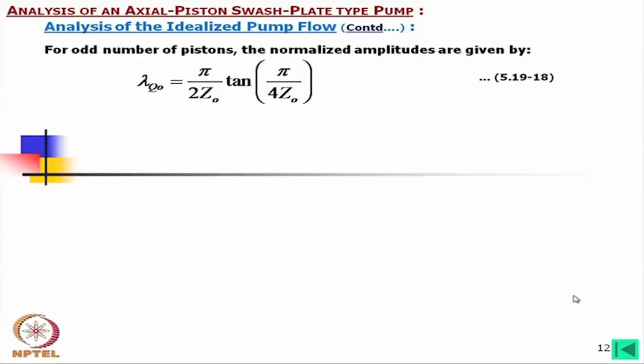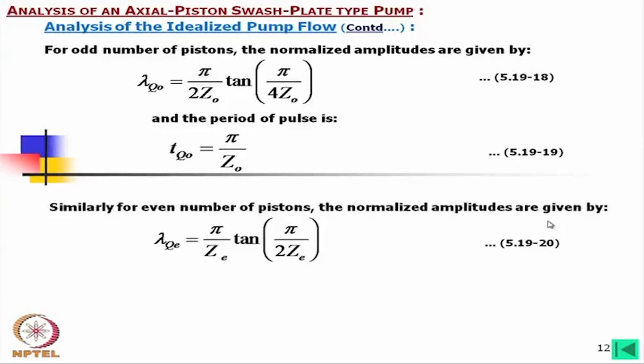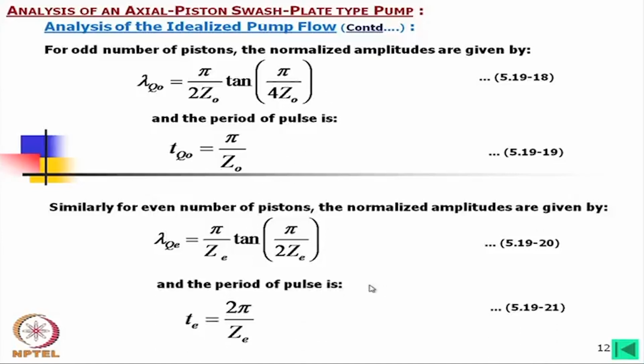Now, these two expressions here, the amplitude, similar way we can define the amplitude in this way, and the period of pulse is pi by z 0. This is of course for the odd number of pistons. For an even number of pistons, you can see the differences. We have now used subscript E and O for even and odd. So, you can find this amplitude and the period. Here the period is higher and the amplitude is also greater than this.